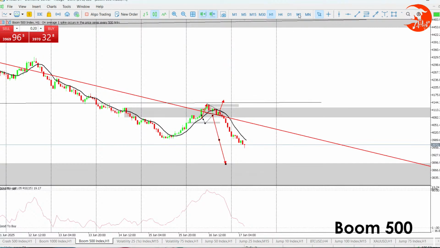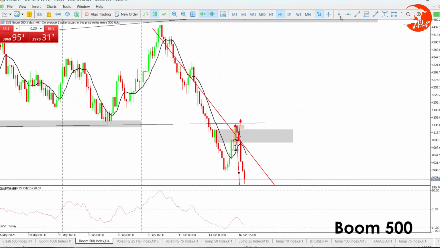It is giving us a break of structure according to H1 and H4. Okay, so that is where we are having a break of structure right there according to H1 and H4. So now I can delete everything right here. Delete.